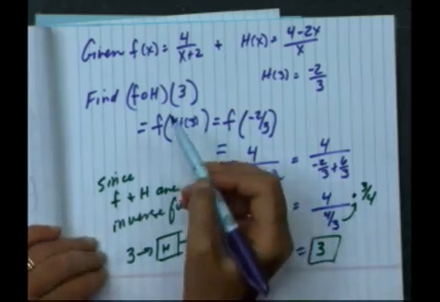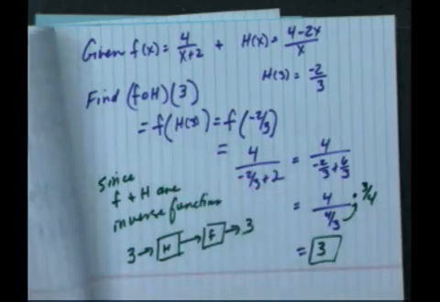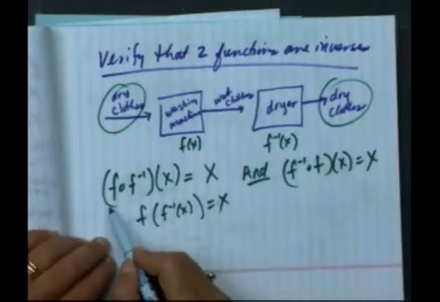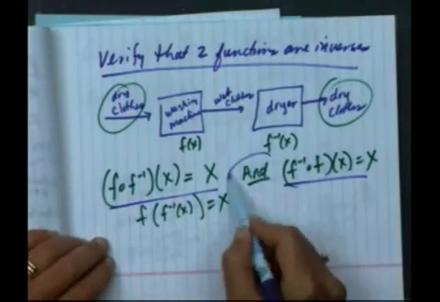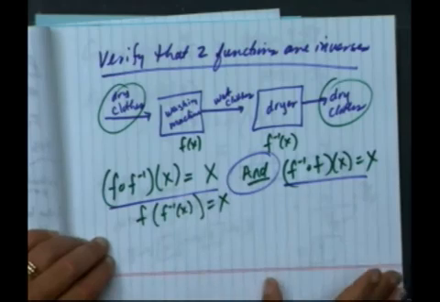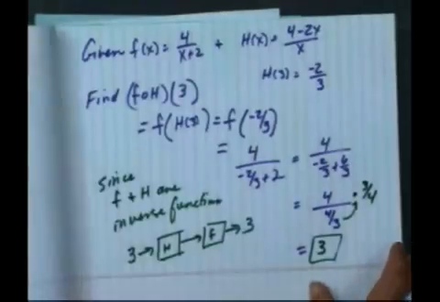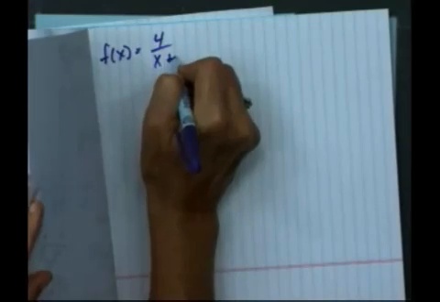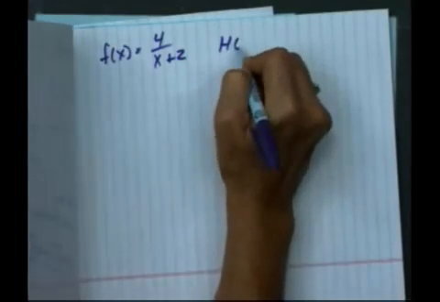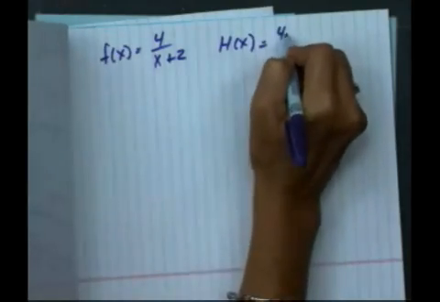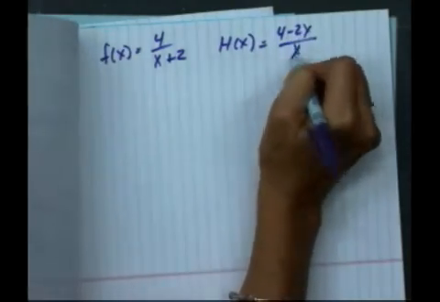Okay. Now, if you think back to what I just said, I said one direction is really not enough. It's an and statement. You have to be able to show both directions for inverses. So let's go the other direction. All right, so f of x, I'll rewrite it, is 4 over x plus 2. H of x is 4 minus 2x over x.